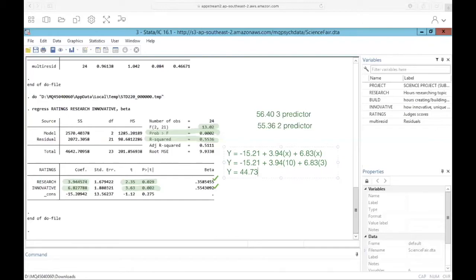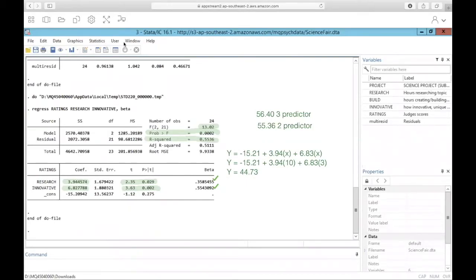Right, so this is a pretty high judge score. I would tell the student that they can expect to do pretty well. They have a reasonable innovation score, and they did adequate research. But remember that innovation is the most important or the strongest predictor of ratings. So it might be the case that somebody with the highest innovation score will still beat out this project.